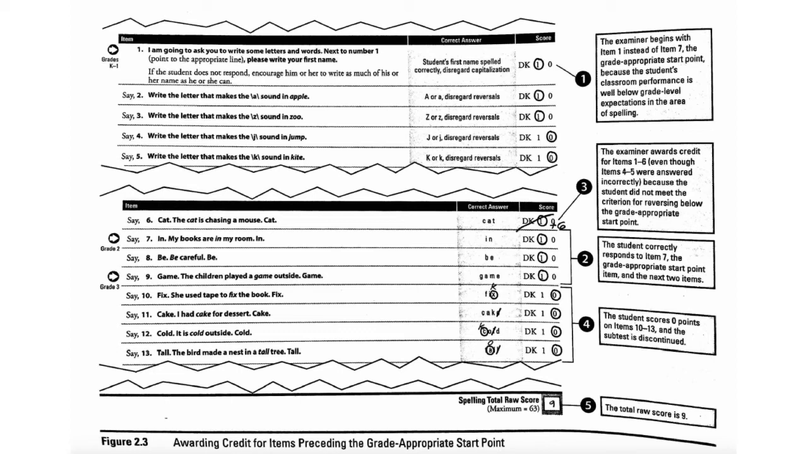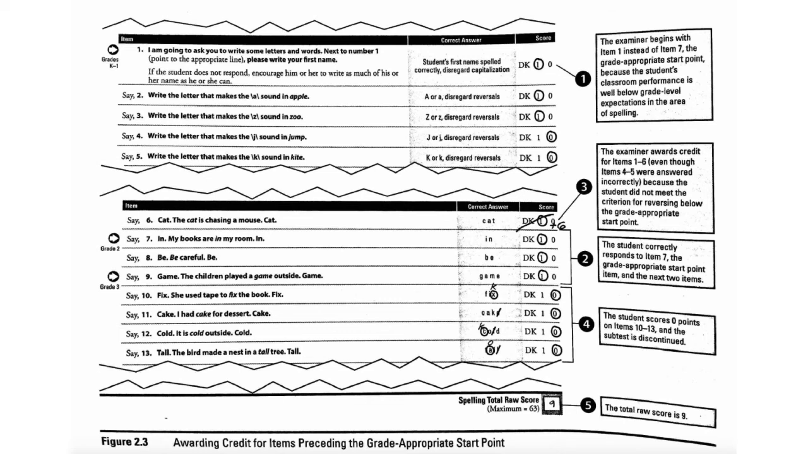So for this example, you can see the coded number 1. The examiner begins with item 1 instead of item 7, which is the grade appropriate start point, because the student's classroom performance is well below grade level expectations in the area of spelling. And so they got 1, 2, and 3 right. However, they missed 4 and 5. But they do correctly respond to 7, 8, and 9. Okay, so that is the 3. That is the rule of getting 3 correct in a row.